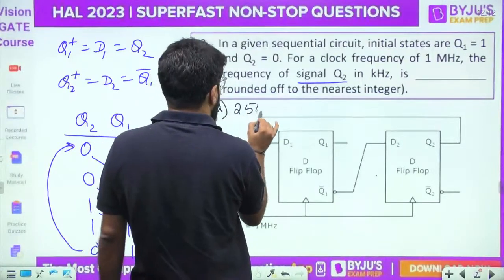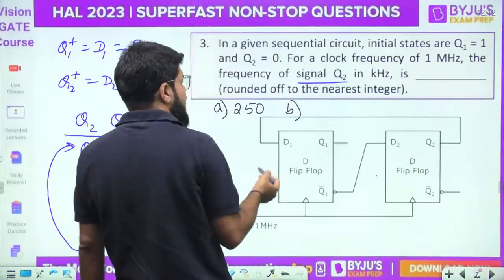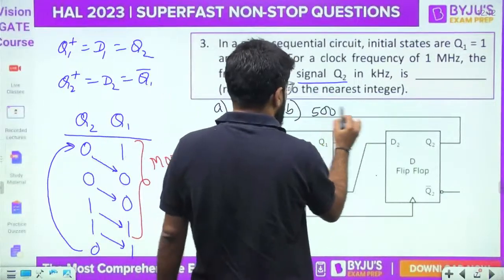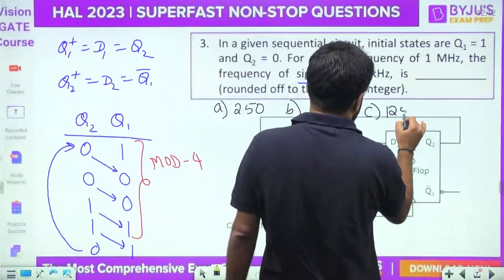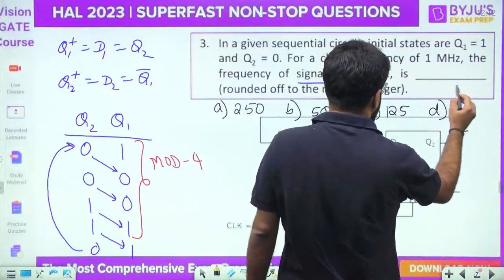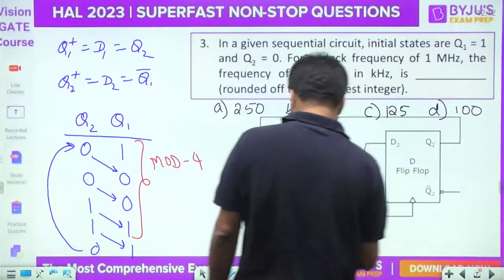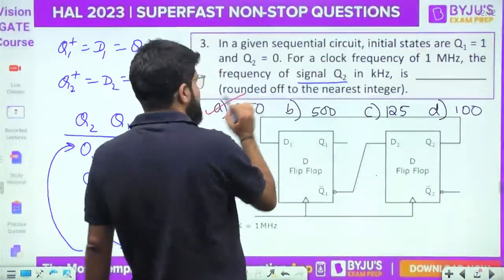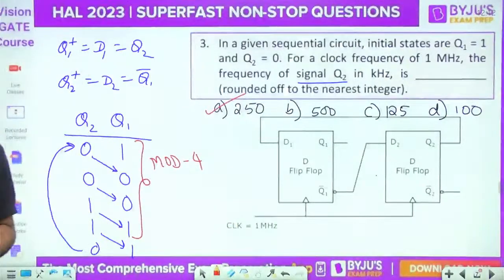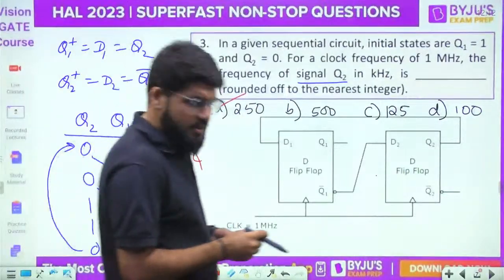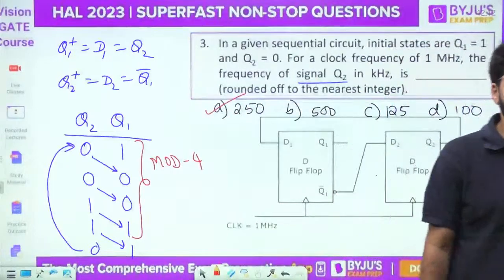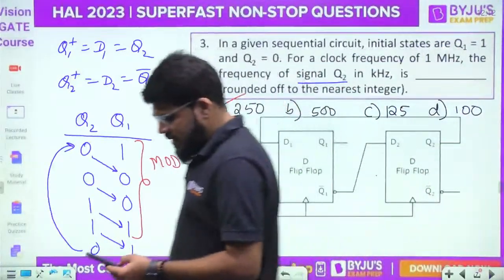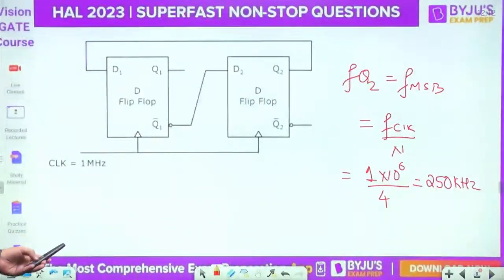So let me create the options here actually. For HAL, we should definitely be having the options. Okay, so I'll mark the option as A. Correct answer is option number A, 250. Correct. Yes, Bhanu and Martina, correct answer. 250 kilohertz is the correct answer. Next question should be ready for you now.